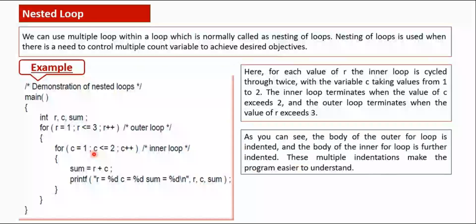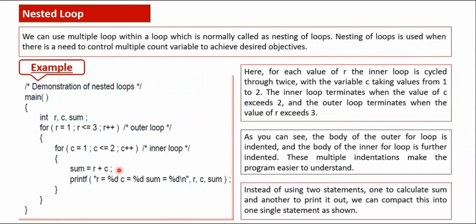So as you can see, the body of the outer for loop is indented, and the body of the inner for loop is further indented. This multiple indentation makes the program easier to understand. That means these are the curly brackets for the outer for loop, and within this we have the desired operation. We have calculated the sum and printed the result. We can also combine these two statements into a single statement, writing sum equal to R plus C. We'll try to run this code in the Code::Blocks session. So let's jump to the Code::Blocks window.